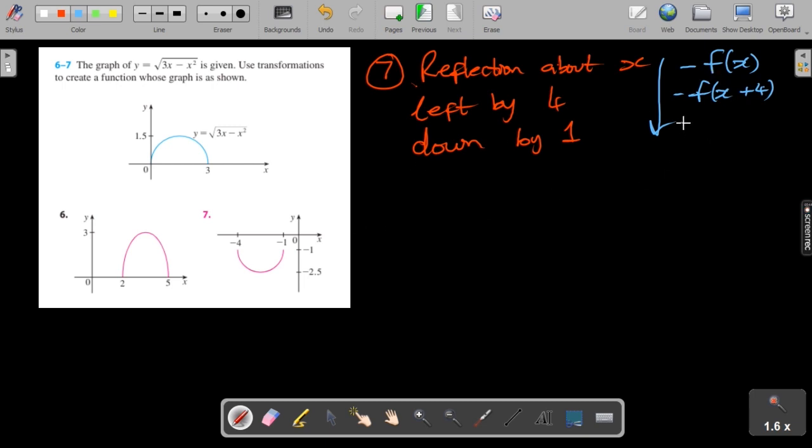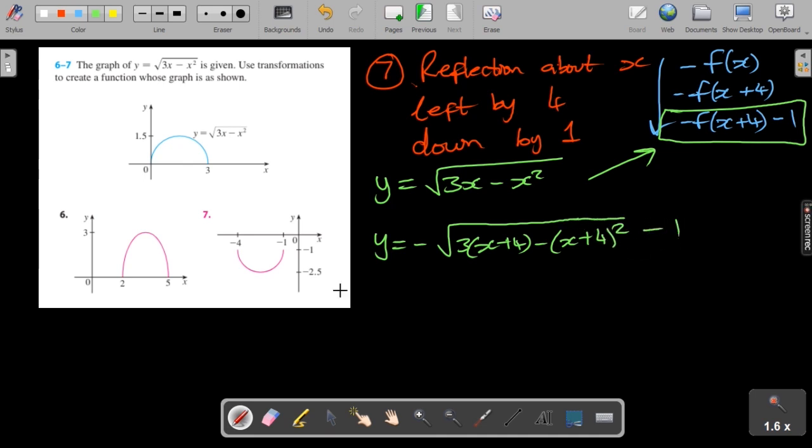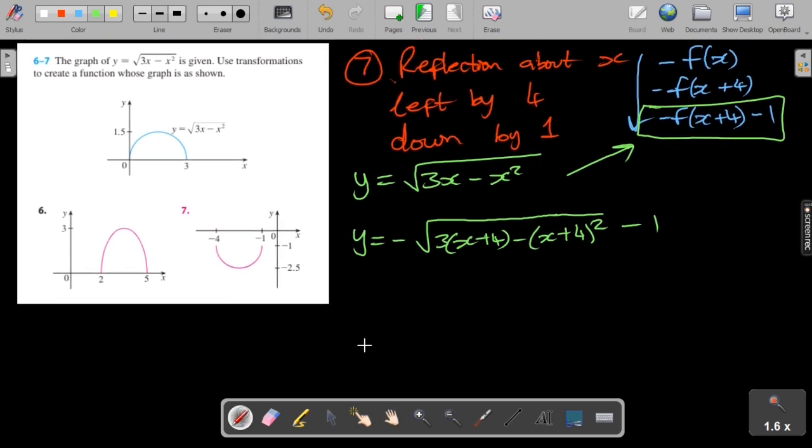Then finally, we went down by 1. So the y will be affected by removing 1 from it so that we go down. So this will be the final function that we're aiming for, and that's exactly what we're going to do in the original. So this is our original function, and in here we're going to apply all of this. So firstly, we're going to negate everything. Then wherever we see an x, we're going to substitute x plus 4. Then finally, we're going to subtract 1 from everything again. So this is what we're going to do. You just have to multiply through to answer the question.